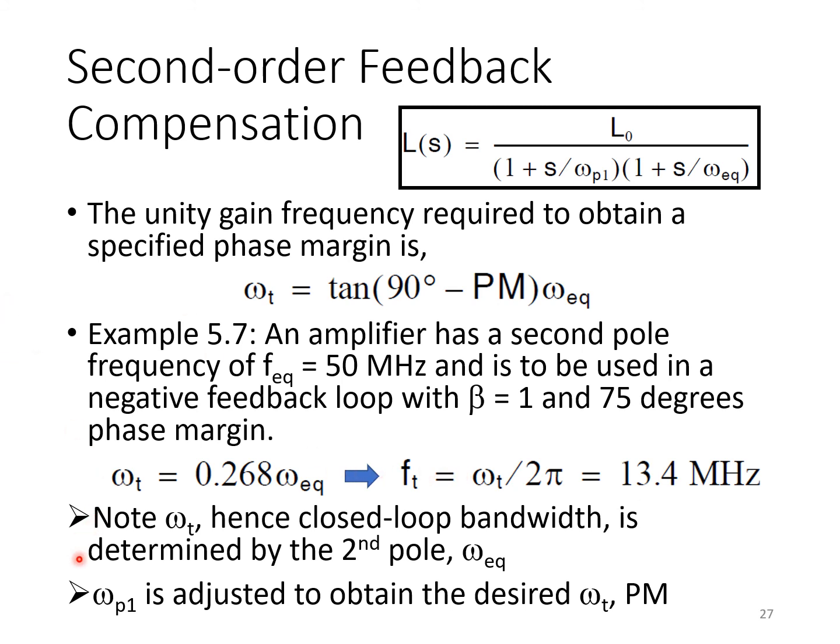So then what we're going to do to achieve that is we're going to adjust the dominant pole omega P1. We're going to in fact do some dominant pole compensation in order to obtain the desired omega T. And then the trick that's required from the circuit designer is finding a way to move omega P1 around without affecting omega EQ.